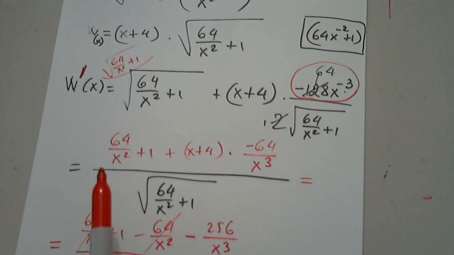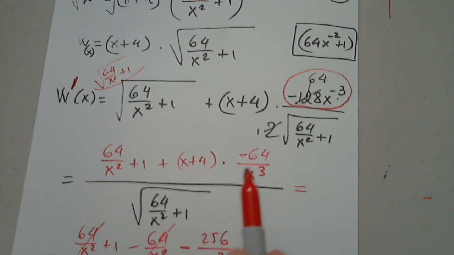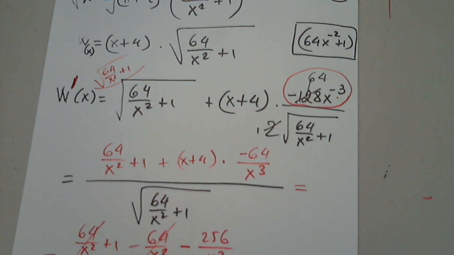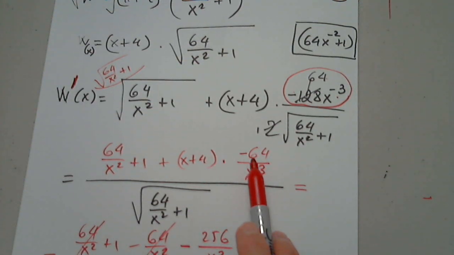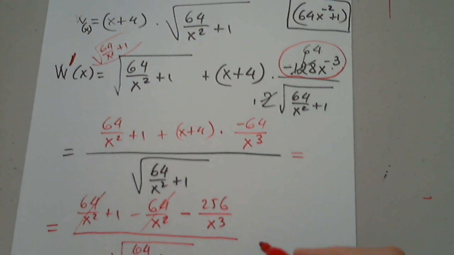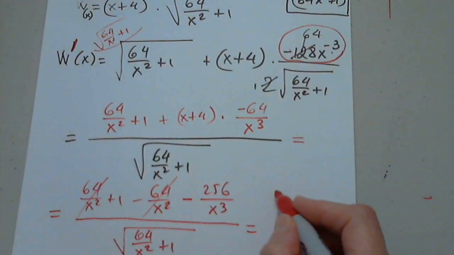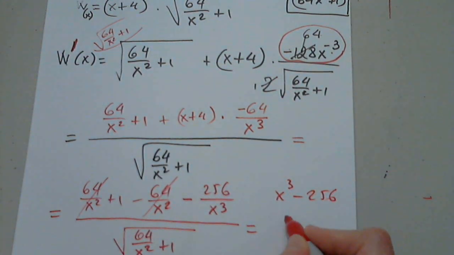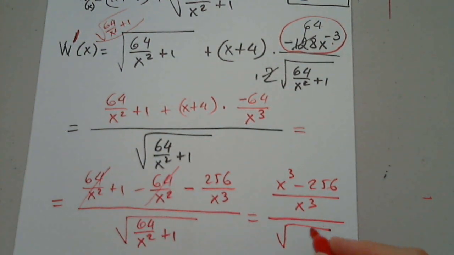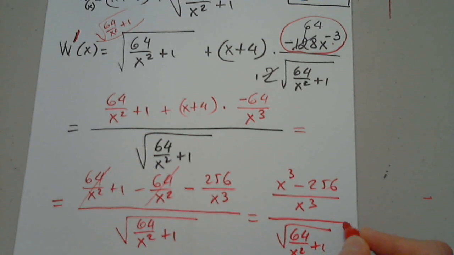Now, I copy these two terms, and I distribute negative 64 over x cubed to x. I get negative 64 over x squared. Then I distribute negative 64 over x cubed to positive 4. 4 times 4 is 16, 6 times 4 is 24, plus 1 is 25. These two go away. Now I have x to the third minus 256 over x to the third, and over this, so 64 over x squared plus 1.